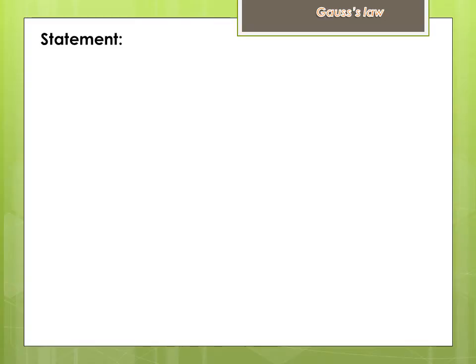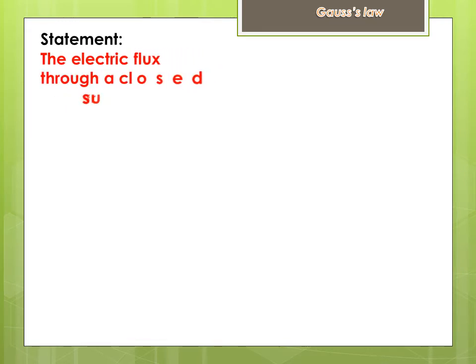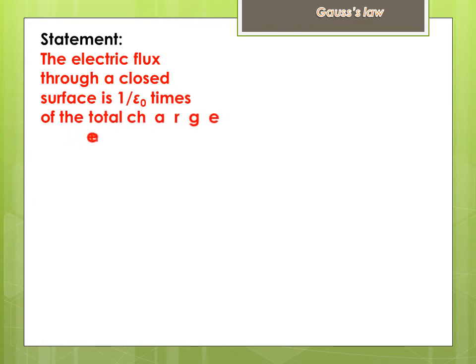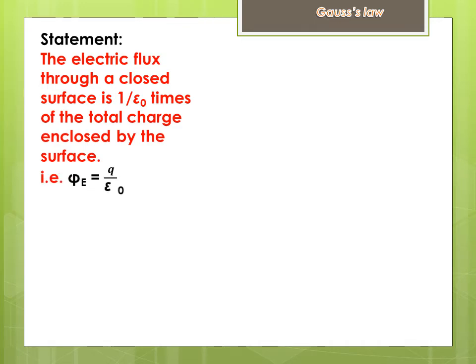First of all, the statement of Gauss law, which goes: the electric flux through a closed surface is 1 by epsilon naught times the total charge enclosed by the surface, that is phi E equal to q by epsilon naught. Now how can we prove this one?